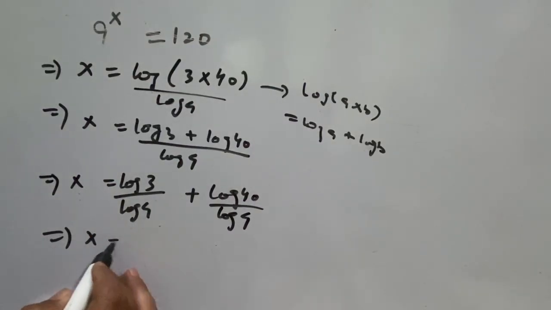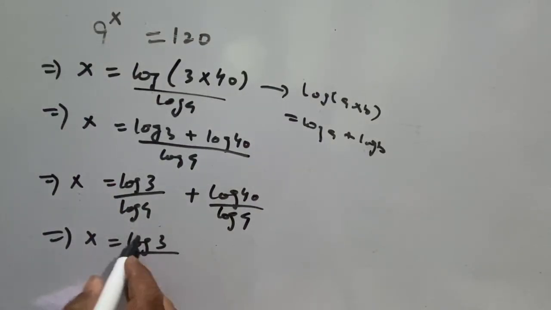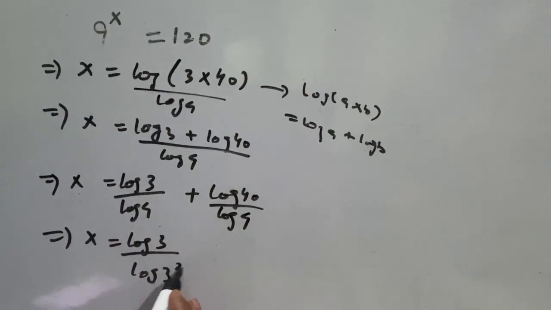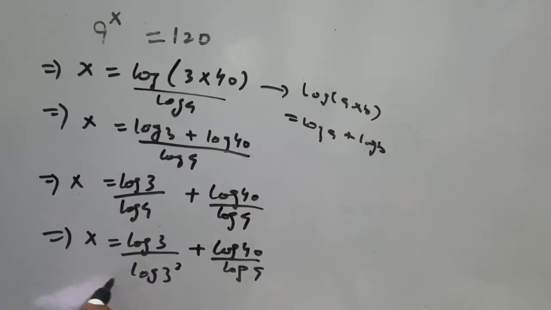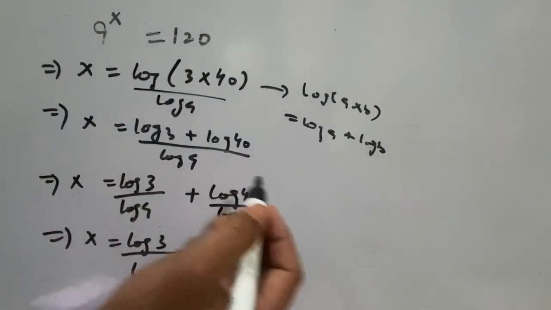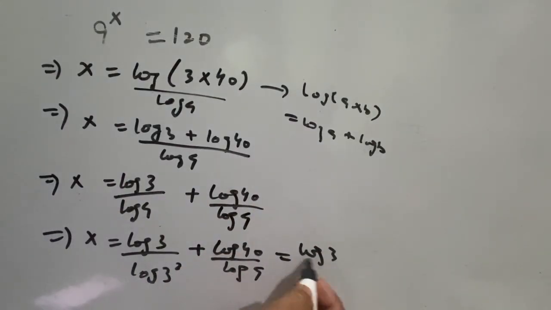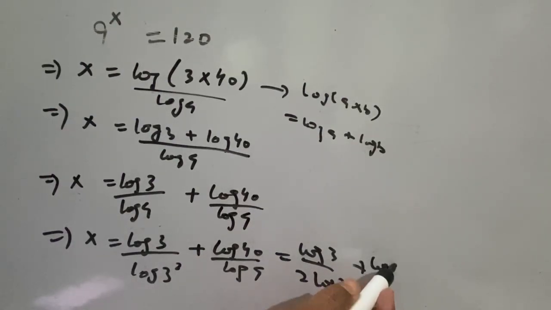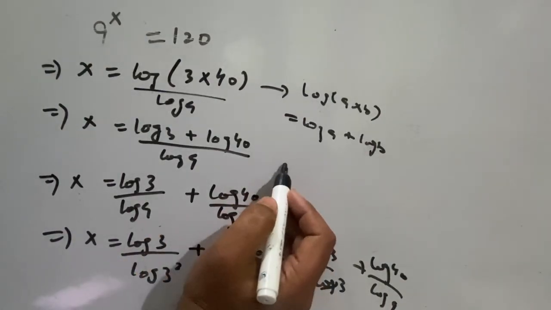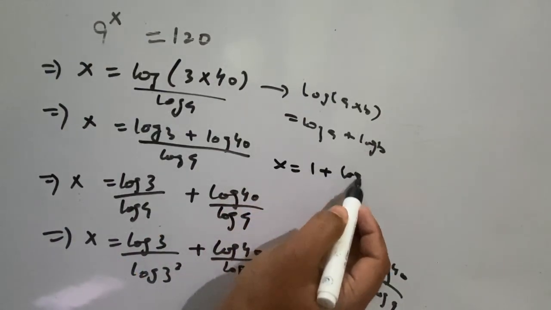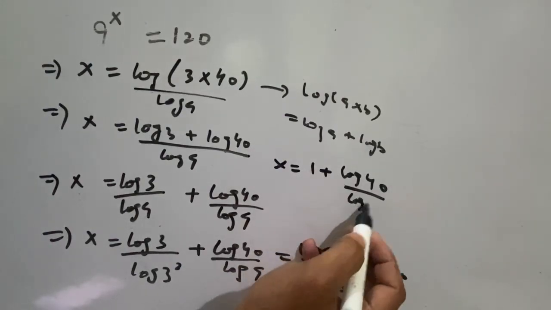Now log of 3 over log of 9 can be written with 9 as 3 squared, plus log of 40 over log of 9. Thus x is equal to log of 3 over 2 times log of 3 plus log of 40 over log of 9. Now this log of 3 and this log of 3 can be cancelled out. Thus, our final answer is x equal to 1 over 2 plus log of 40 over log of 9.